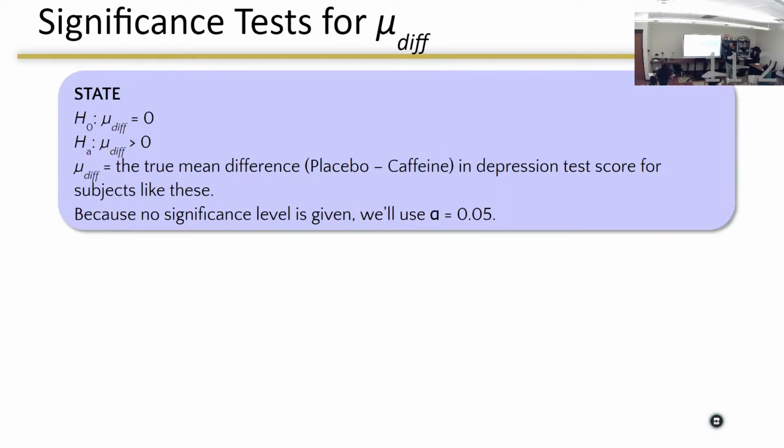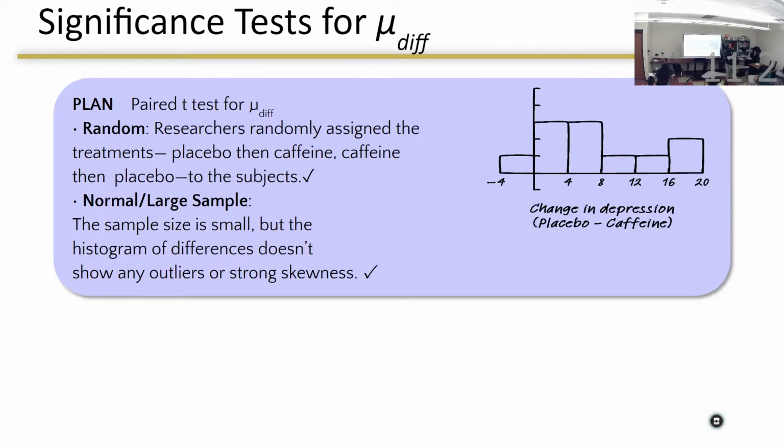Mu sub D equals 0. Mu sub D is greater than 0. Mu sub D is the true mean difference in the depression test score for subjects like these. Paired t-test. That's what you're going to call it. Researchers randomly assigned the placebo and then a caffeine pill. The sample size is small, but the graph shows no strong skewness or outliers. Yada, yada. This is posted.